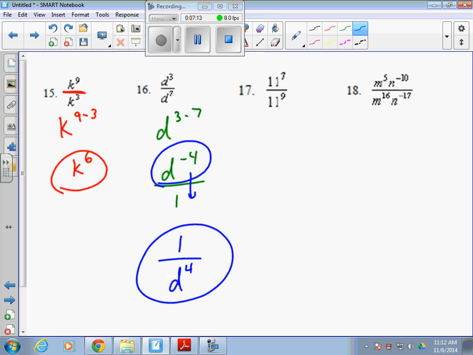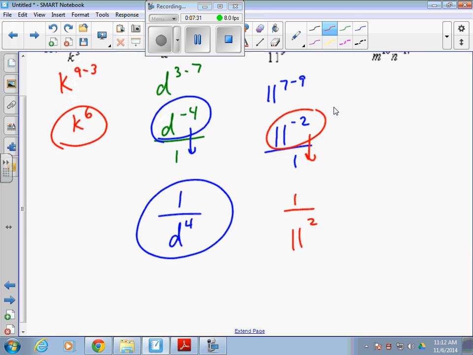Same base again, 11 and 11. 7 and 9, you're going to do 11 to the 7 minus 9, which is 11 to the negative 2. Again, same thing as number 16. It's got to ride the elevator down. When it goes down, 1 stays on top. 11 squared is on the bottom. 11 times 11, 1 over 121.